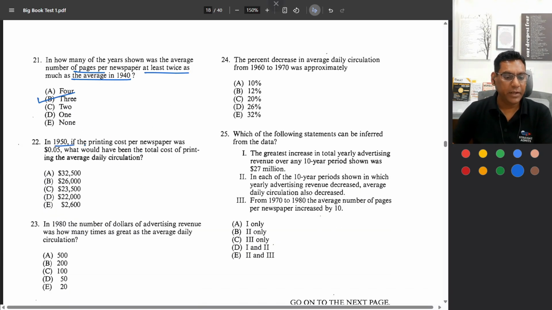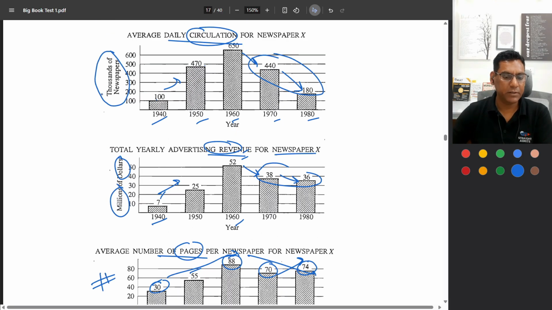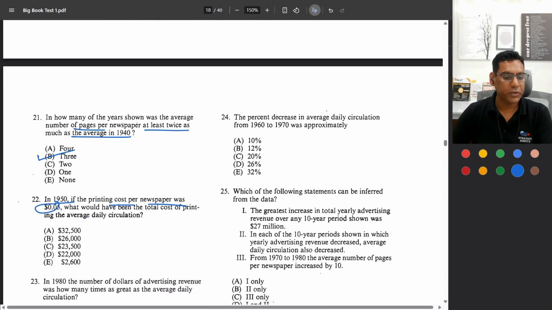In 1950, if the printing cost per newspaper was 5 cents, okay, what is the printing cost? The cost to print. Do we have any reference here? We don't have any reference for printing cost. The only cost kind of reference here is in revenue, dollars. Okay, so this is new information for us. 5 cents was 1950. Okay, let's note the number also, the year also. 5 cents was the printing cost.